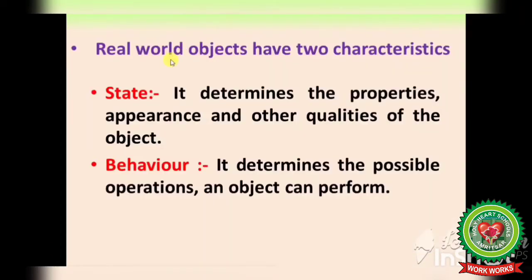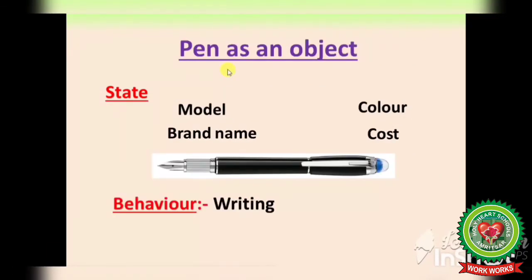And any real-world object has two characteristics: state and behavior. State determines the properties, appearance, and other qualities of the object. Behavior determines the possible operations an object can perform. Like when we consider a pen as an object, its states are model, brand name, color, cost, etc. And its behavior is writing. Behavior means function.